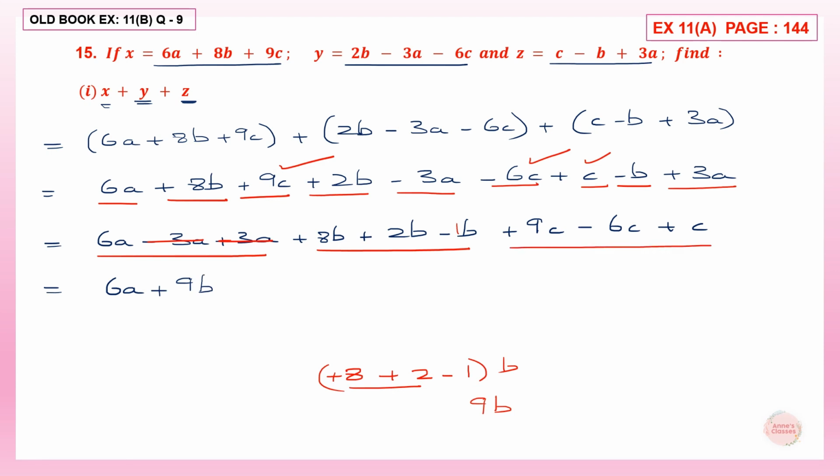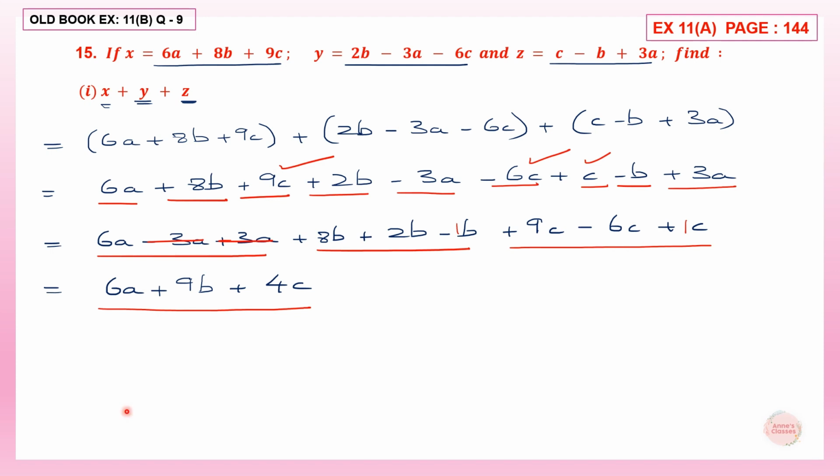Let's take only the numbers. So that will be 9 minus 6 plus, and this is 1. So that is 1c. Now add up the numbers which have the plus sign. So we have plus 9 and plus 1. So 9 plus 1 is 10. 10 minus 6 is 4. So this is 4 and c. This whole thing is c. So that is plus 4c. So this is our final answer. 6a plus 9b plus 4c. This is our final answer.